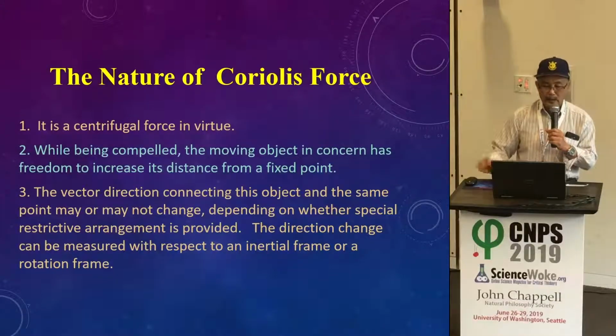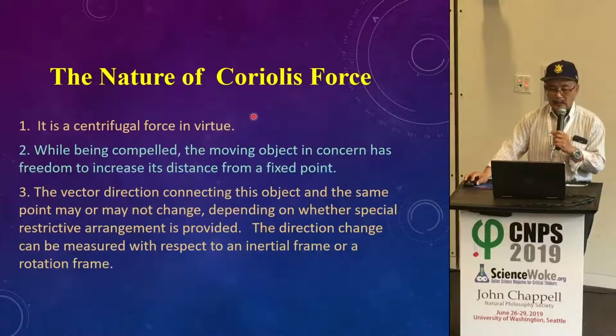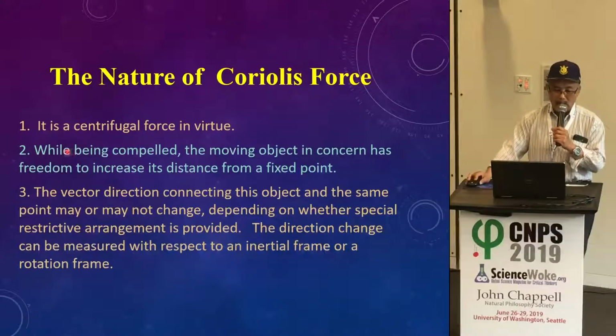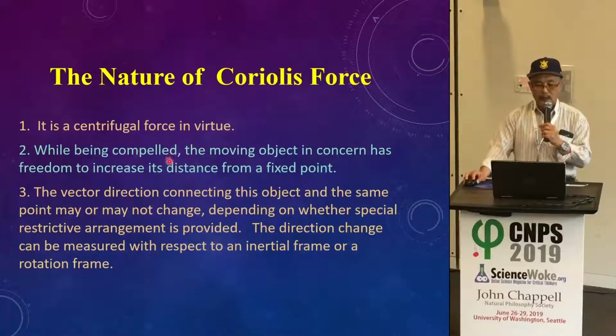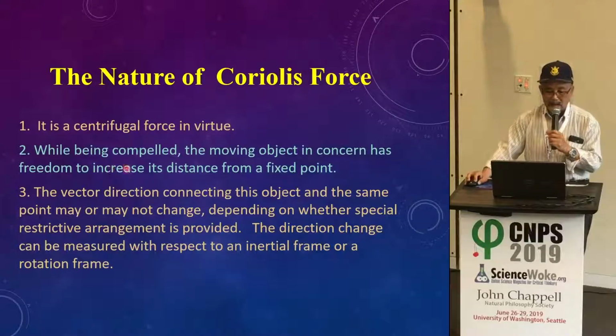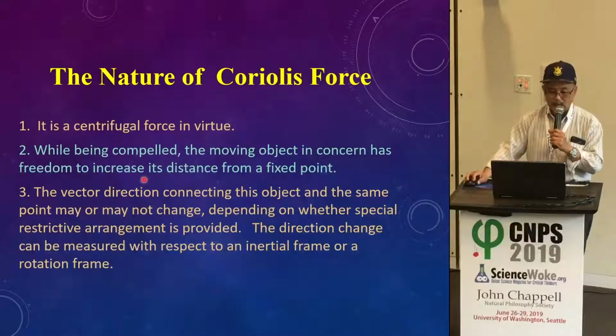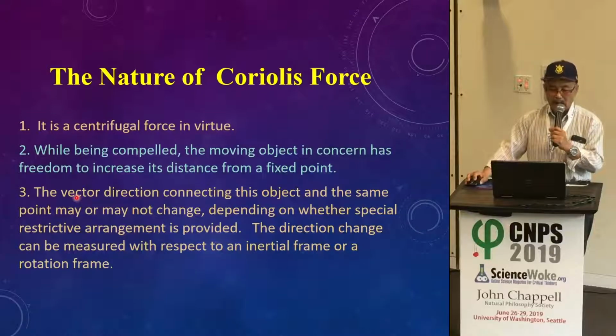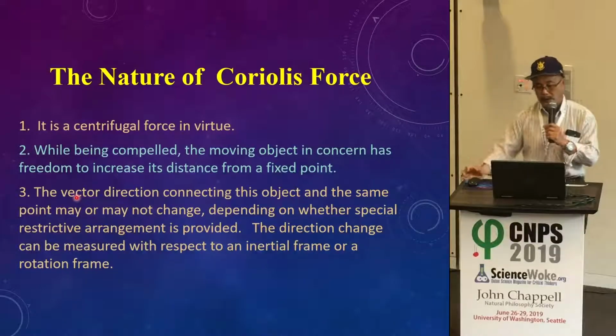So the Coriolis force is actually the centrifugal force. When it is compelled to move, the moving object is constantly increasing its speed from a fixed point, and also that moving object keeps changing its radius with respect to the turntable.